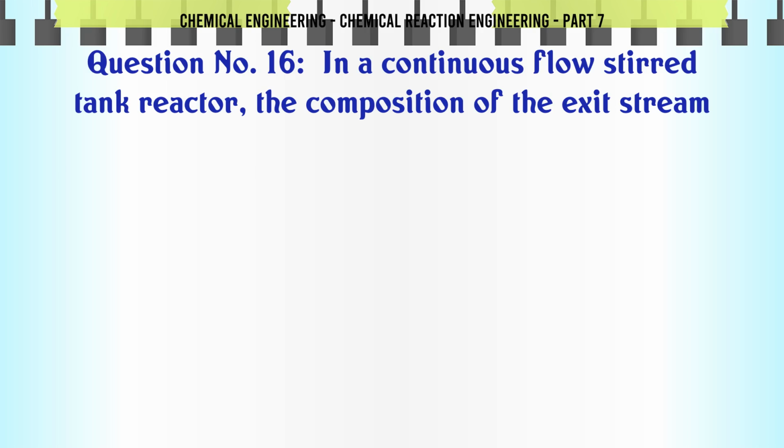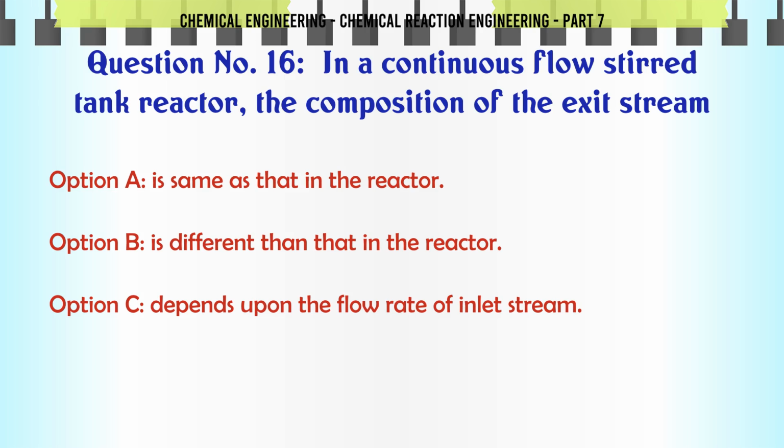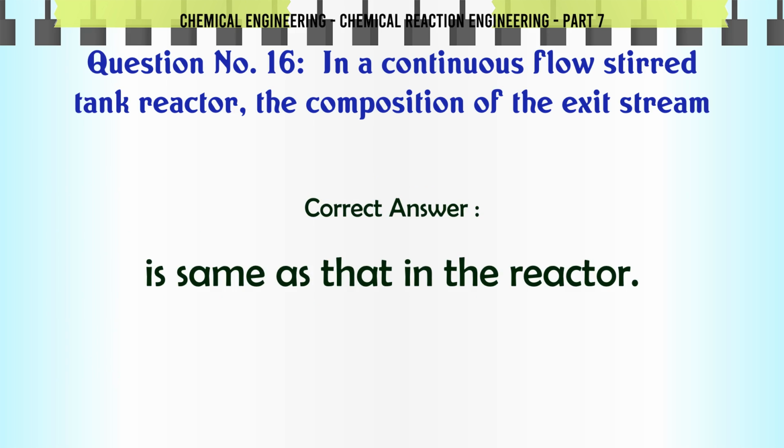In a continuous flow stirred tank reactor, the composition of the exit stream: A, is same as that in the reactor. B, is different than that in the reactor. C, depends upon the flow rate of inlet stream. D, none of these. The correct answer is: same as that in the reactor.